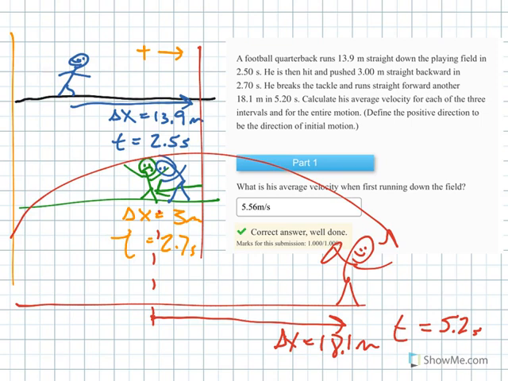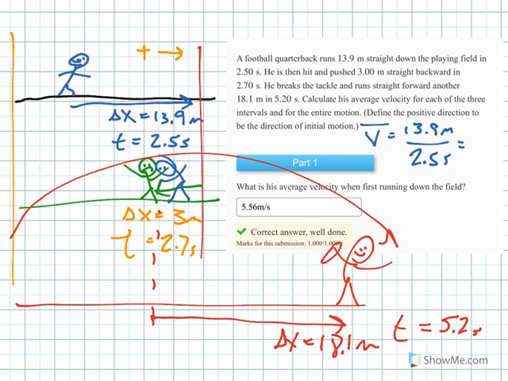All right. So for part 1, that V average is going to be the displacement, 13.9 meters, divided by the time interval, 2.5 seconds. Okay, then you need a calculator, unless you can do this in your head, that's fine. 13.9 meters divided by 2.5 seconds, and I get 5.56 meters per second.